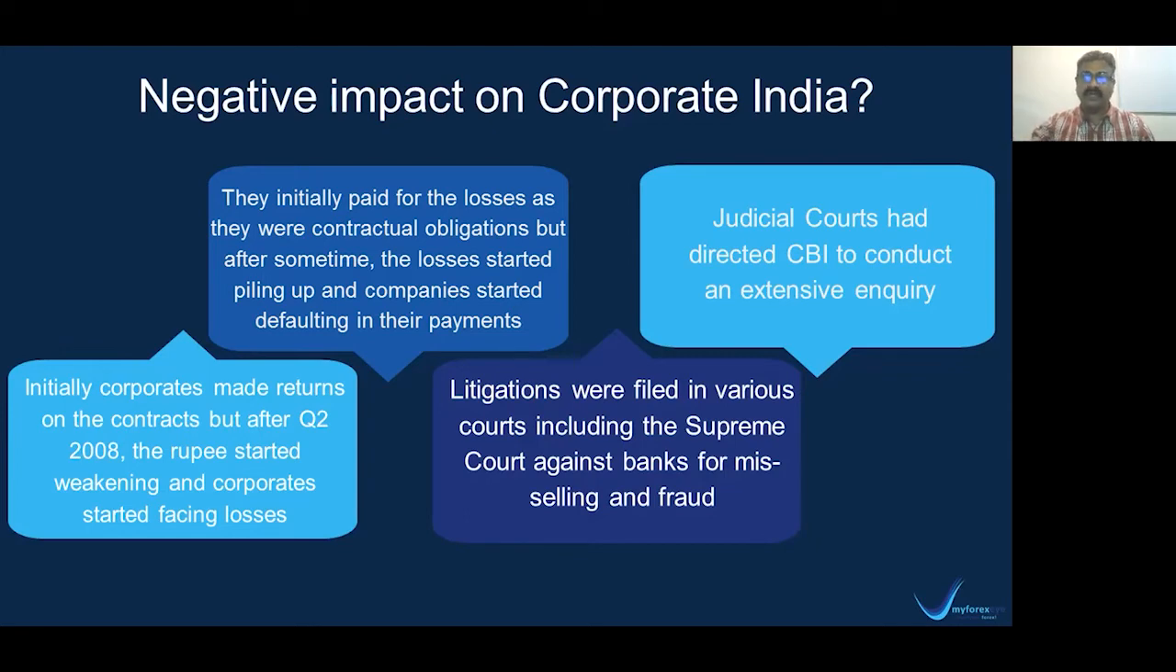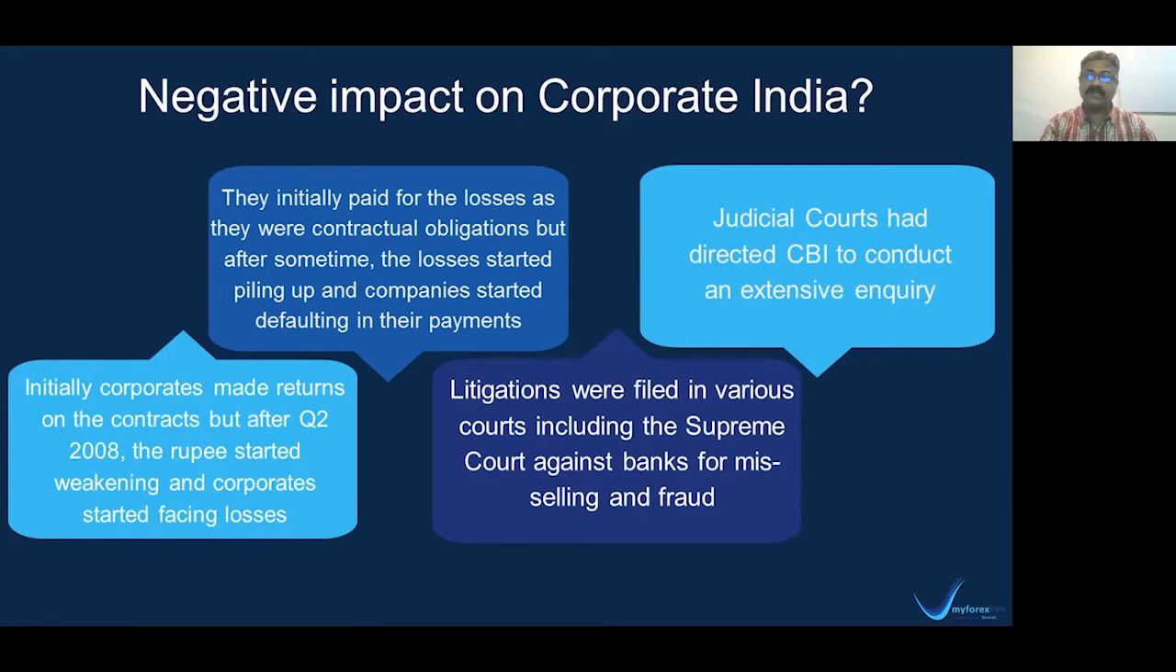But later on, when the losses compounded because of large-scale rupee weakening, they could not repay, and they started defaulting on their payments. So again, since these are contractual and binding obligations, banks had to put in a lot of litigations. Corporates filed counter litigations against the banks.